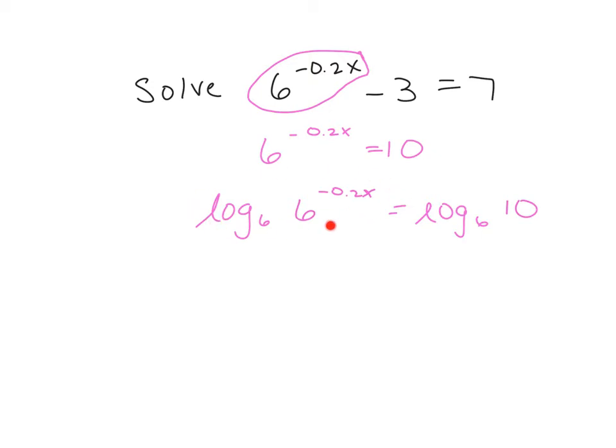Then, when I look at this, I recognize that just like we were doing before, 6 to what power gives us 6 to this is going to undo each other, or we can think about moving this to the front, and then 6 to what power gives us 6, and that's 1 times negative 0.2x.